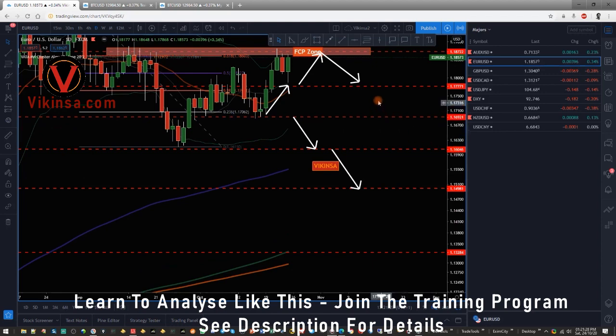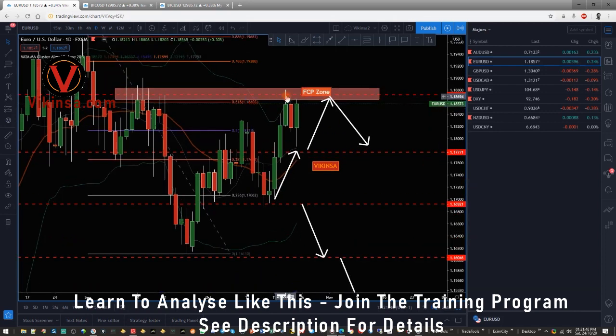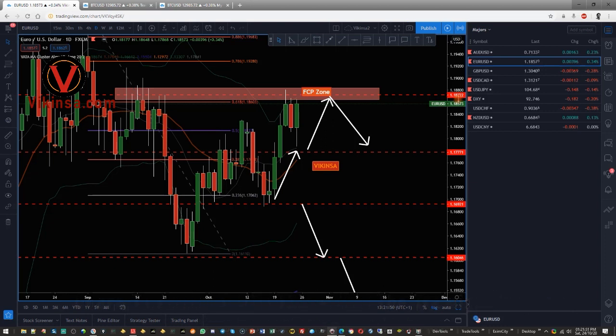As I said, all these levels are still intact, and we can be looking for a market move back down into 1.1771. The reason is that when we were standing here, I said the market can come into 1.171, and it did. And then the next level was this FCP zone. So the market came right into this FCP zone, touched that 1.187, and then started to fall down.